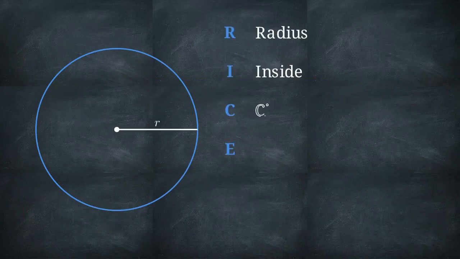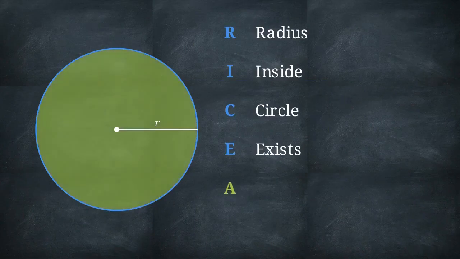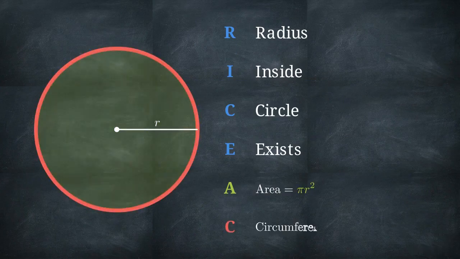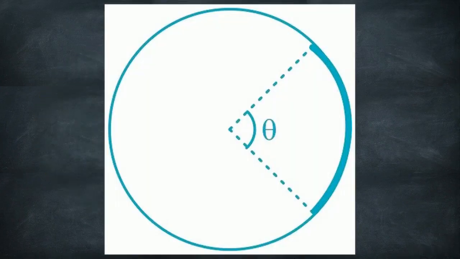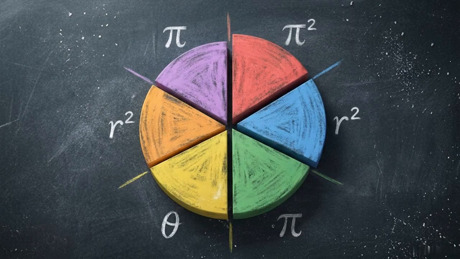Let's transition to curves. Think of the mnemonic RICE. Radius inside circle exists. This locks in your area, which is pi r squared, and circumference, which is 2 pi r. This diagram displays a circle and an internal sector defined by a central angle, theta. We treat this area as a fraction of the whole circle. Divide theta by 360 degrees and multiply that fraction by pi r squared. Calculating curve values is merely an exercise in applying basic fractions to your fundamental circle formulas.